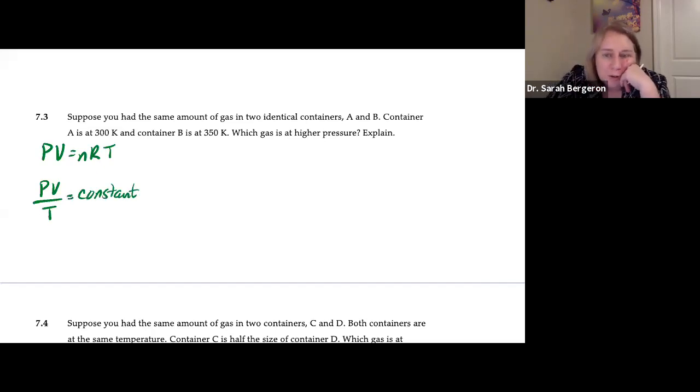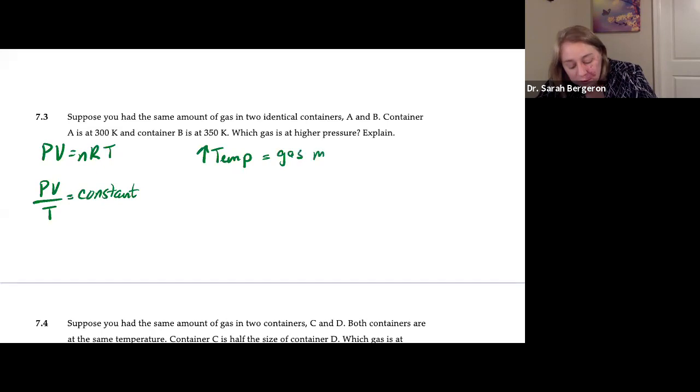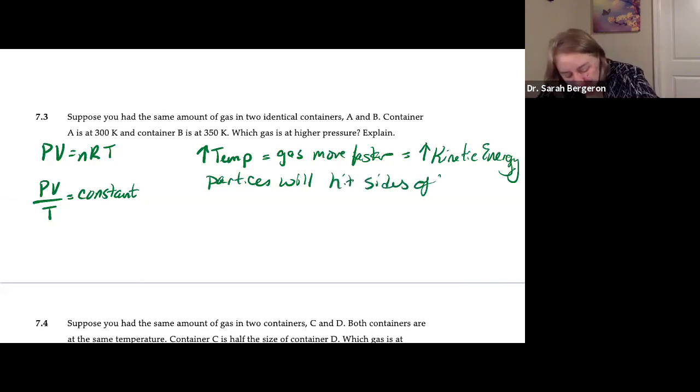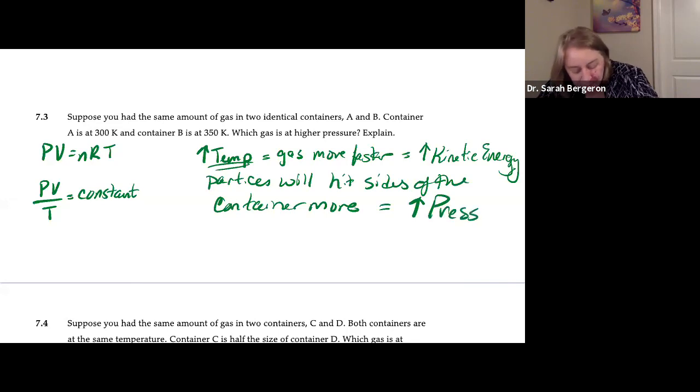So if you increase your temperature, we're going to do this logically, and then we're going to look at our formulas. If we increase the temperature, that means our particles are going to move faster. So gases move faster. When the gases move faster, that means they have higher kinetic energy. That's the definition, right? So if they have more kinetic energy, the particles will hit the sides of the container more. At higher temperature, they're going to hit the sides of the container more. That is the definition of pressure. Okay. Well, you could use your peas and vegetables on the table too, or your PV equals nRT, right?